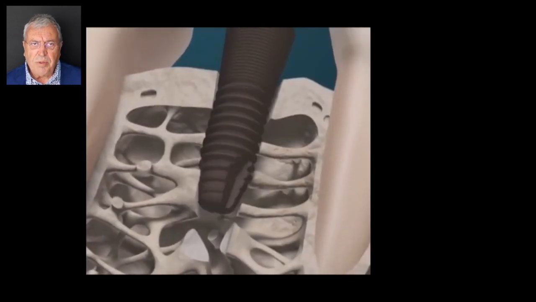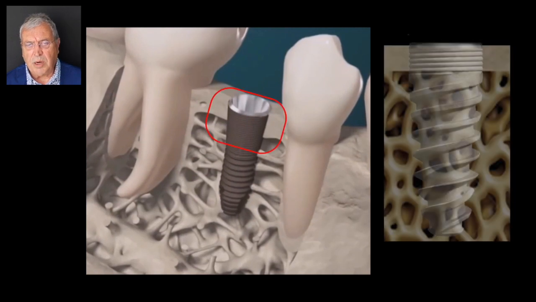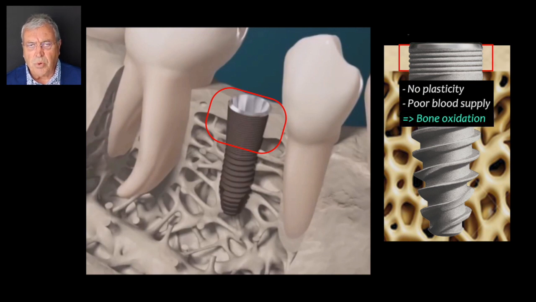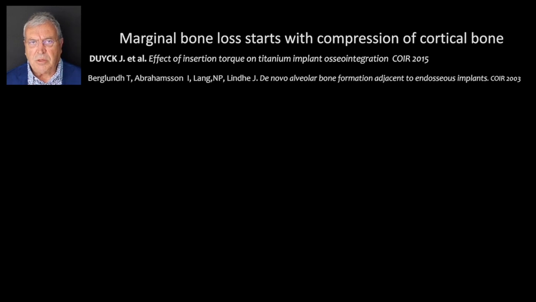When we place an implant, what is the critical zone? It's the cortical zone, because this bone has no plasticity. This bone has a poor blood supply, and then pressure will induce oxidation. And this is how marginal bone loss occurs, by the pressure on the cortical bone. Marginal bone loss starts with compression of the cortical bone.